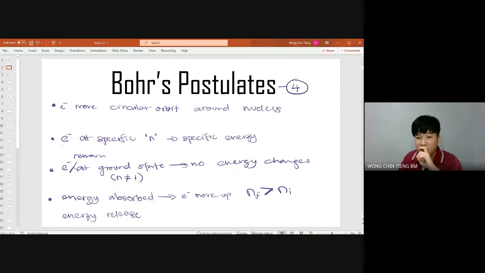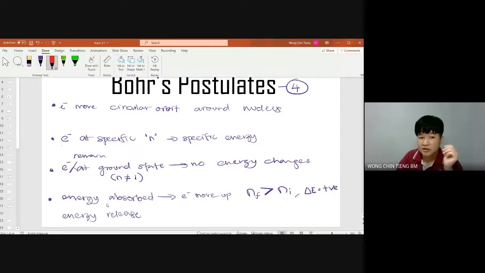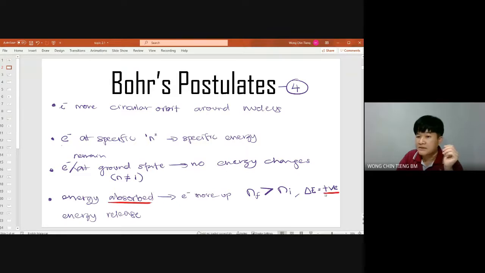Another question. Lau, what happened to the delta E? Symbol, positive or negative? Positive. Kat sini saya nak kamu pay attention sikit. We have two over here. Energy boleh absorb, energy boleh release. You kena tahu energy absorb means what, and you kena tahu energy release means what. We will need this in your calculation later on. So, what Lau said just now, delta E adalah positive, kenapa dia positive? Sebab dia absorb. Whenever the energy is being absorbed, delta E mesti positive.